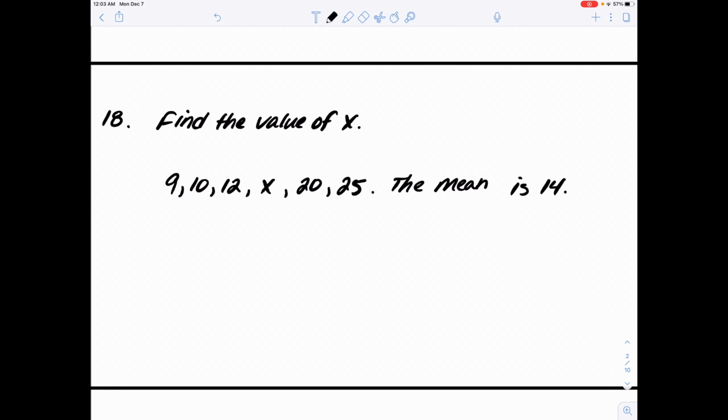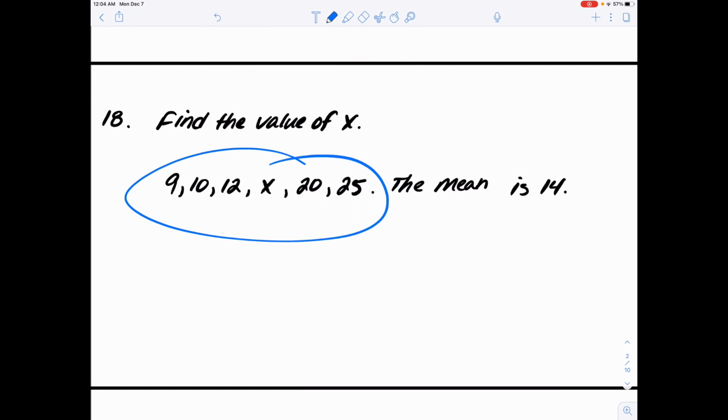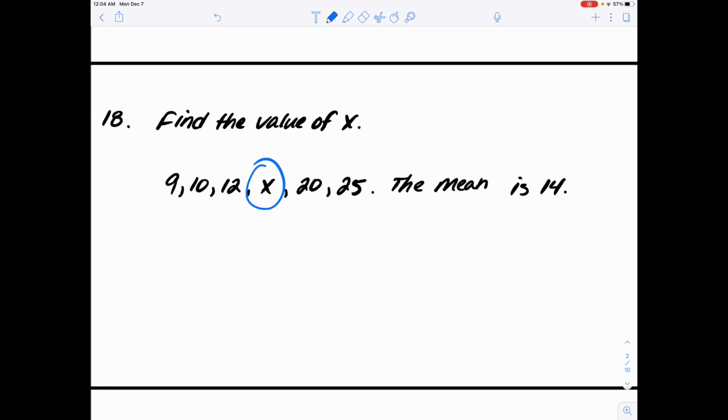Question number 18 says find the value of X, and it's similar to last time. We have a set of data here, and we have a missing value that we don't know. We're going to solve for that. We know what the mean is. The mean is 14, so let's get started. Remember that the mean is accomplished by adding all of the values. So we'll do X plus 9 plus 10 plus 12 plus 20 plus 25.